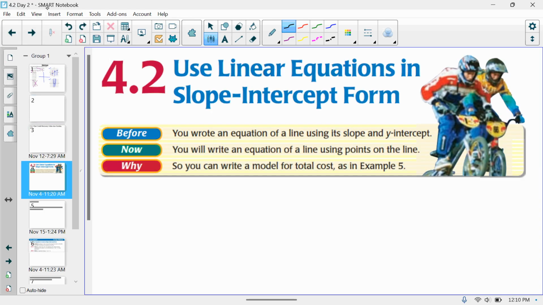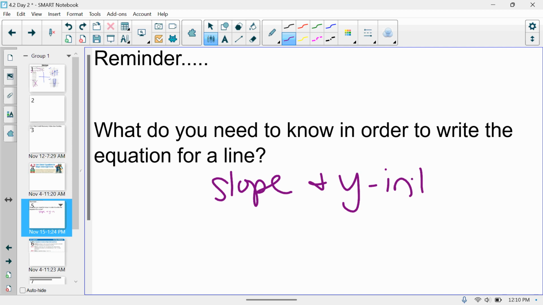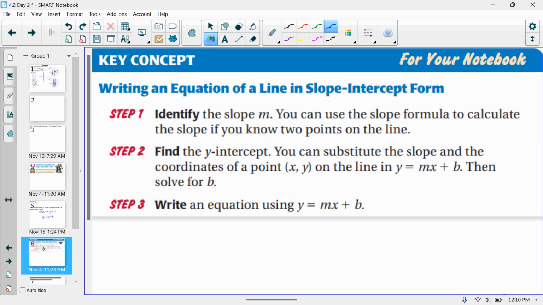We're going to continue working on what we did yesterday. So remind me real quick. Somebody raise your hand and tell me one thing I need to know to write the equation of a line. Kale, slope. Somebody else tell me the other thing I need to know. Ryan, y-intercept. Perfect. Once I know those things, what's the formula for how I can write the equation of a line? Elise? Perfect.